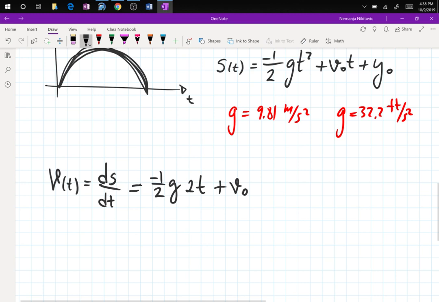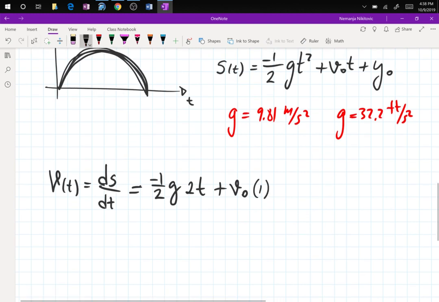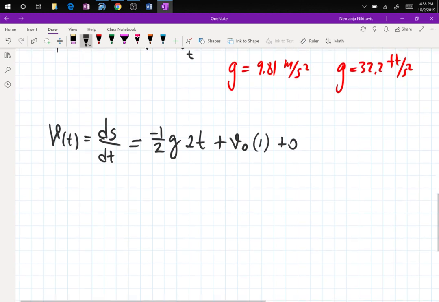And then plus the constant v0, because that is just how fast you threw something. And then what's the derivative of t? The derivative of t is 1. Good. Plus 0, which is the derivative of y0. That's just a number, just a constant. So now you have your velocity formula, v of t, and that one is negative gt plus v0.